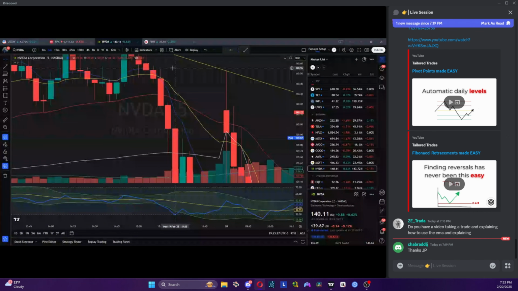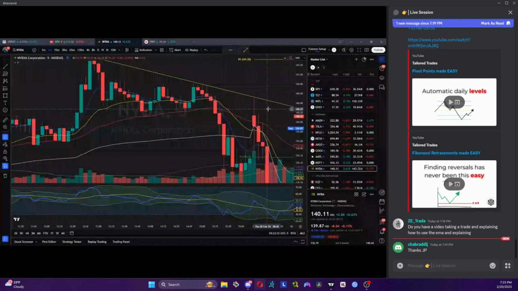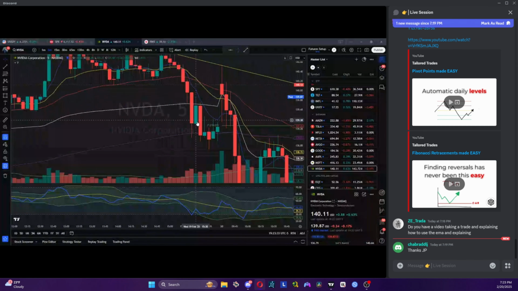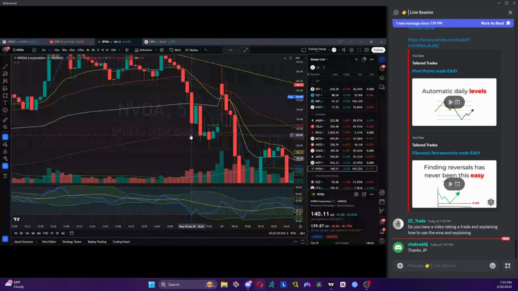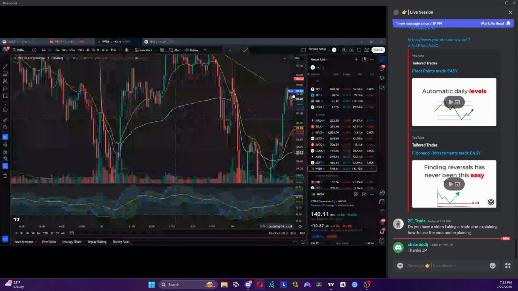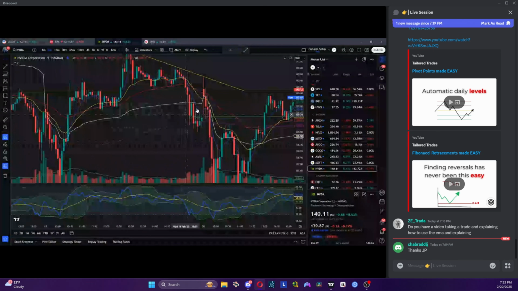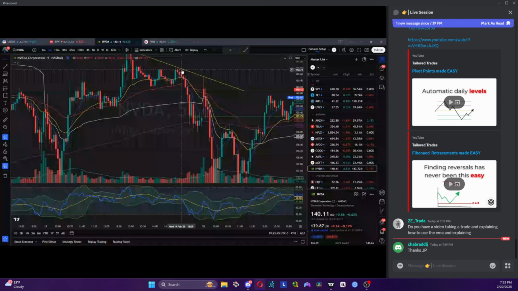But the minute you saw this, you could have safely taken a short and put a stop at the top of the wick of that candle. And you could have ridden this wave all the way down to the what? 200. That is from 140 to 139. You would have taken the 138 contracts, maybe the 137.50s, and you would have made a bunch of money.